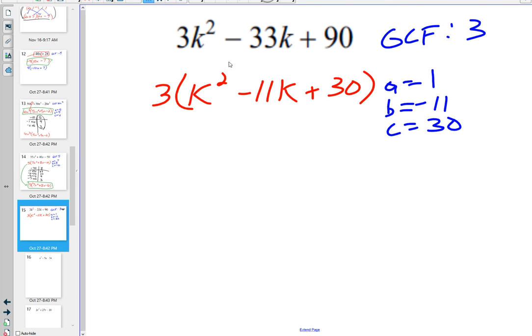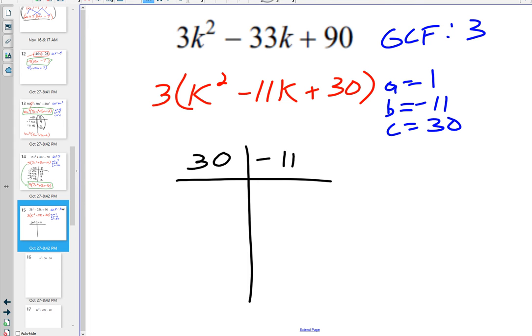So I'll have 1 times 30 is 30, and then negative 11. What are all the numbers that can multiply to get 30? 1 and 30, 2 and 15, 3 and 10. 4, no, 5 and 6. I gave you a little cheat sheet that says that when the first column is positive and the second column is negative, what are the only factors I need to consider? All negative. Good, all negative, good.